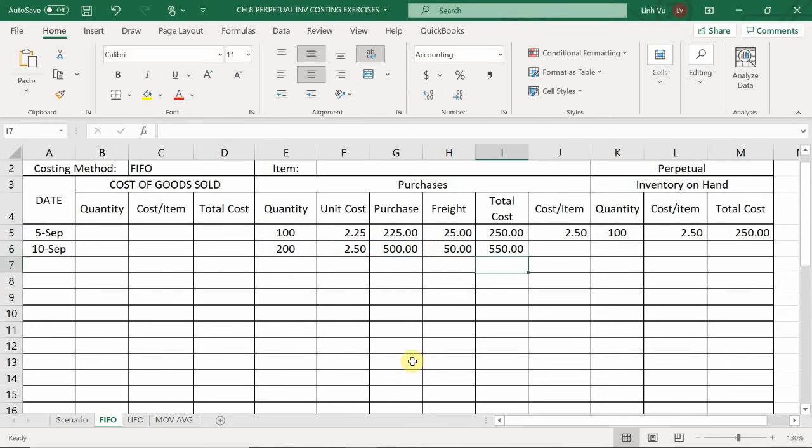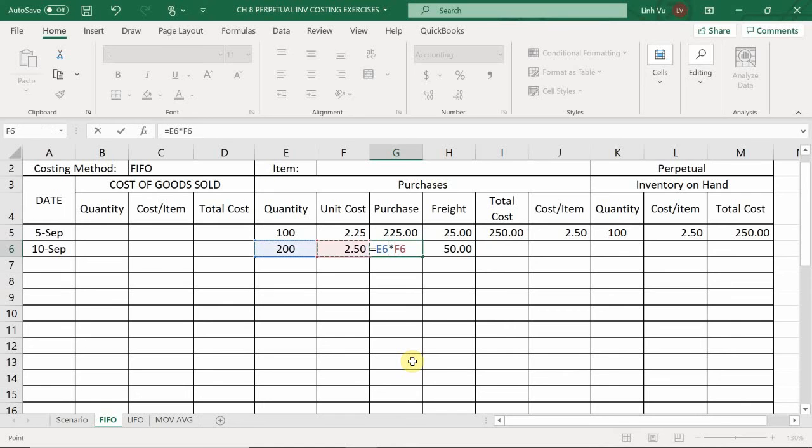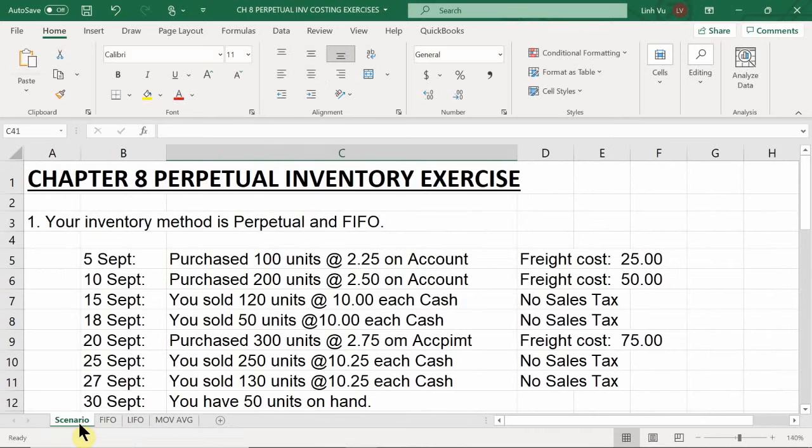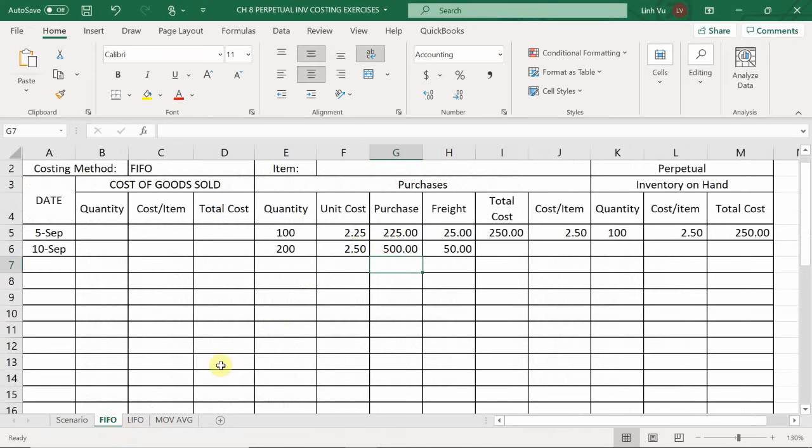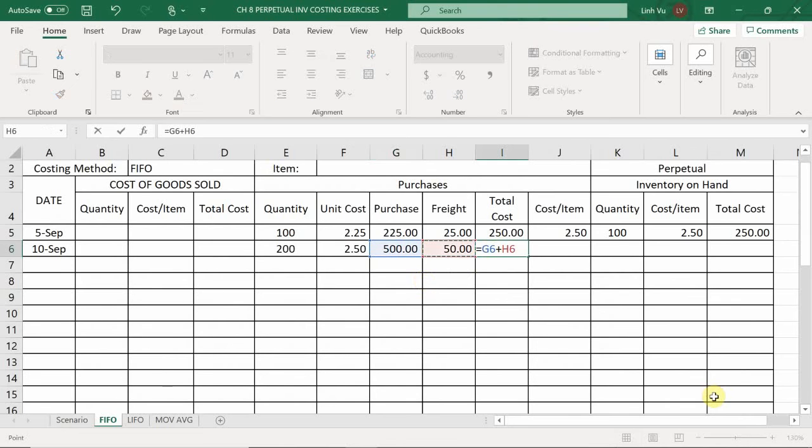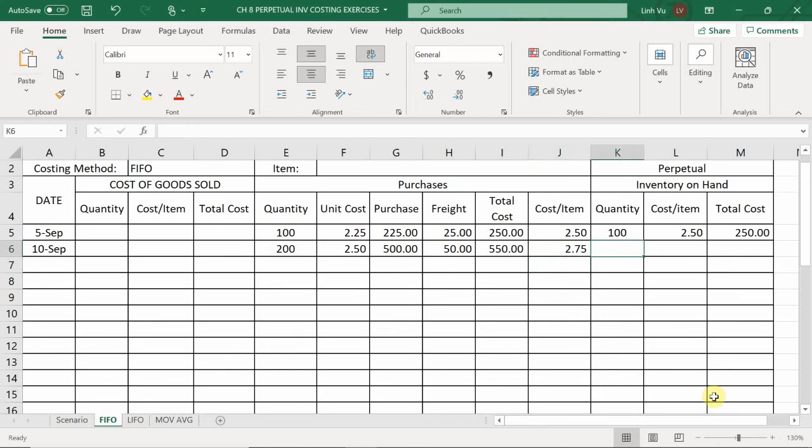Wait, no, I did not get that. 250 times $2.50? It's just 200 units. Yeah, just 200 units at $2.50. That's $500, plus 50, the 550. Good. Bringing my cost per item to be $2.75. So let's carry that over into our inventory on hand.